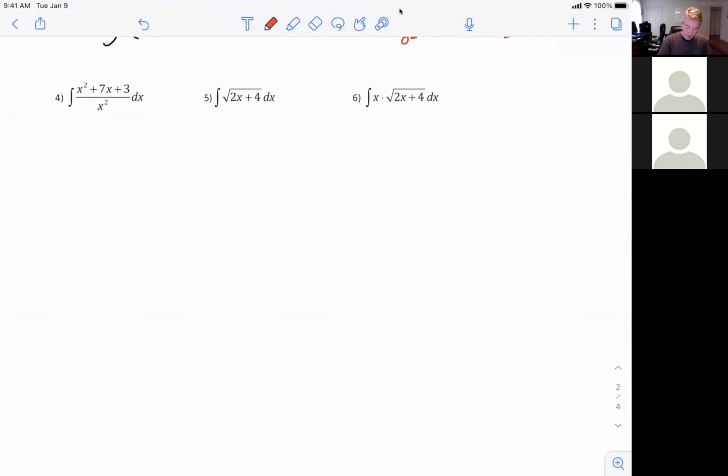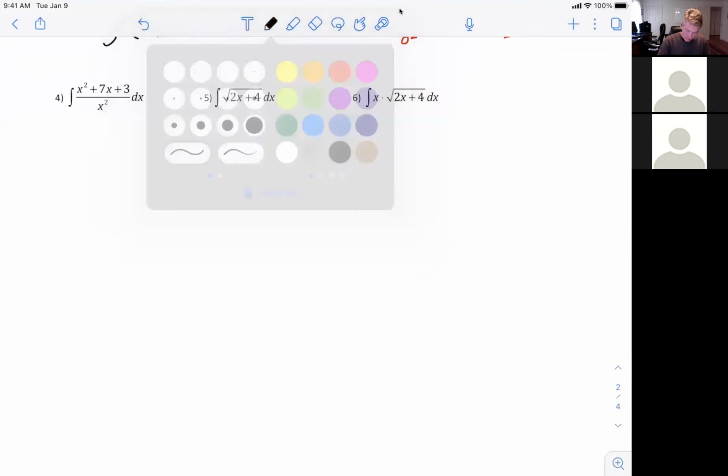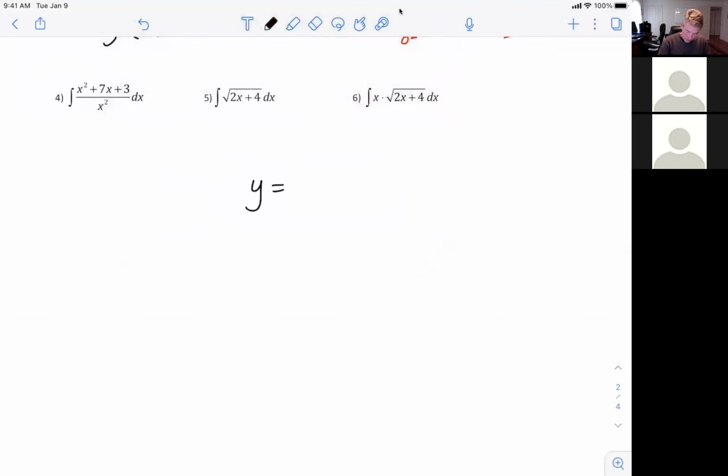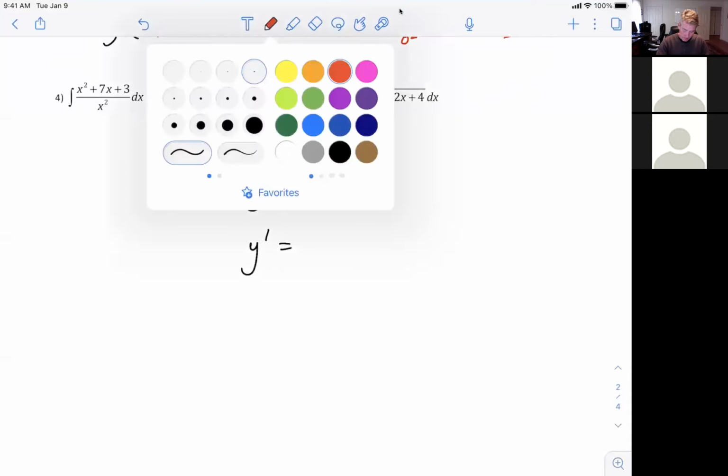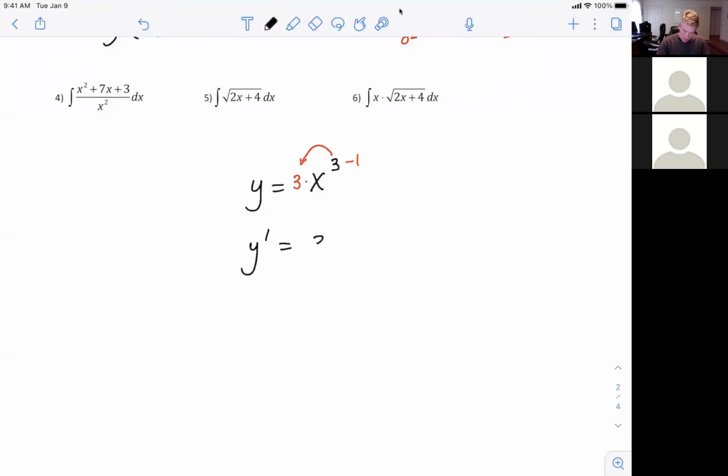Okay, so if you have something like y equals x cubed, then you could take the derivative by using the power rule, which means that you take the 3, you bring it in front and multiply, and then you subtract 1 from the exponent. So that means that the derivative is going to be 3x squared.